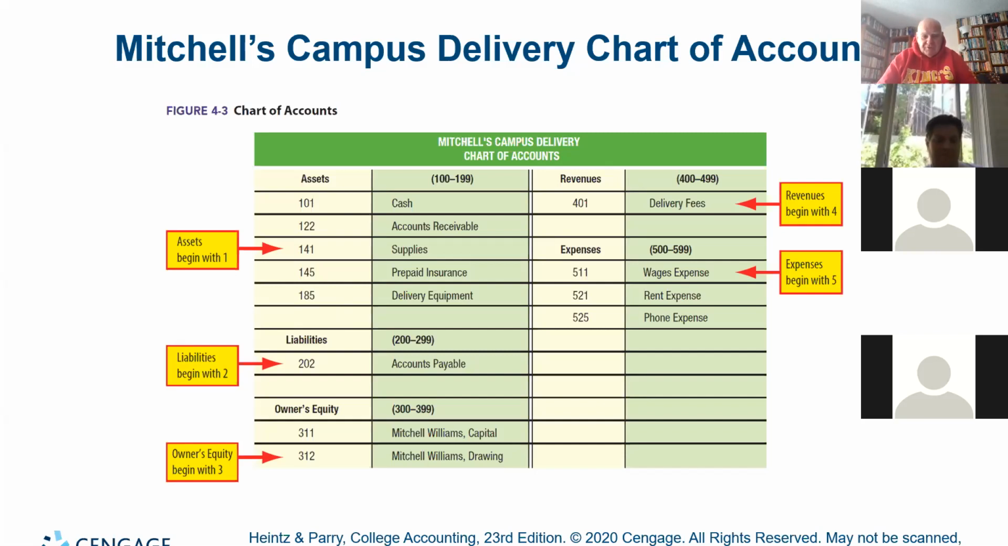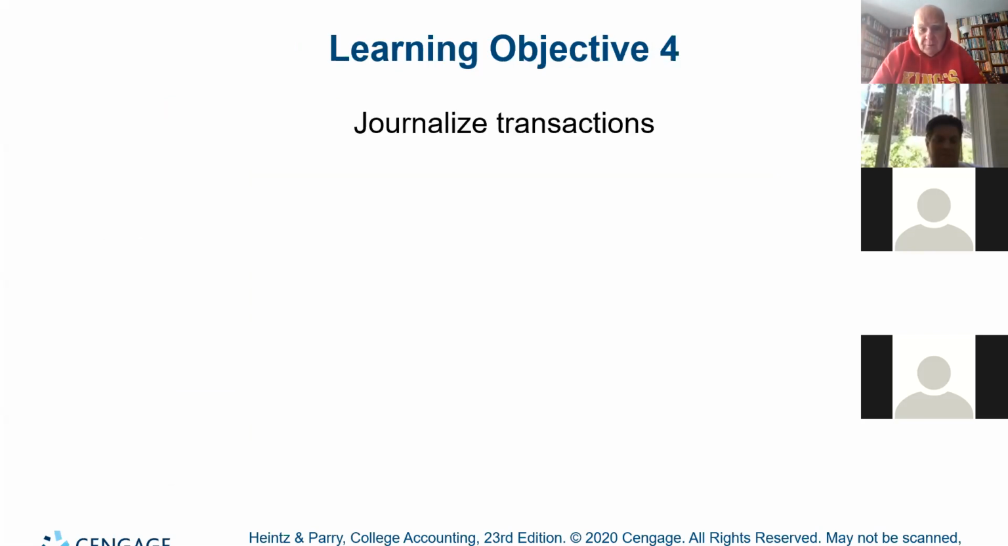Anyway, they can be very complicated. So here is a typical chart of accounts. Okay, the chart of accounts: 1, 2, 3, 4, 5. Here we go. Now we're going to perform what your book calls general journals, journal entries.